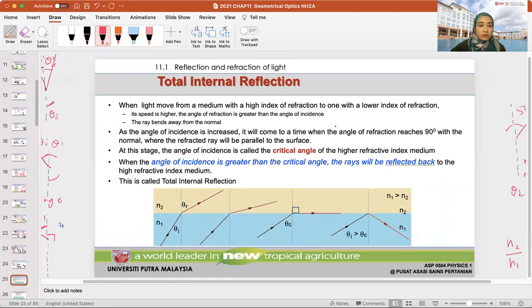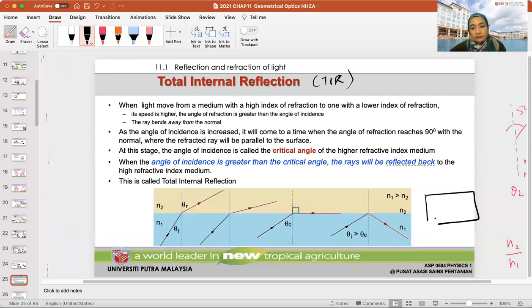So TIR, total internal reflection. Okay, so we call it TIR. I told you earlier, we looked at the glass with the red laser, and the glass was transparent. In this glass, we saw that the light was reflected back inside the glass. And this is called TIR, or total internal reflection.